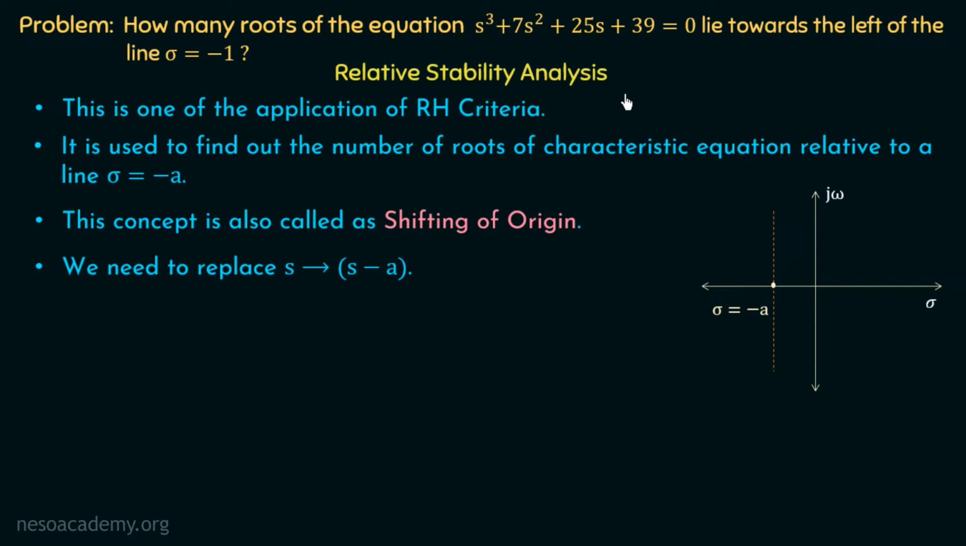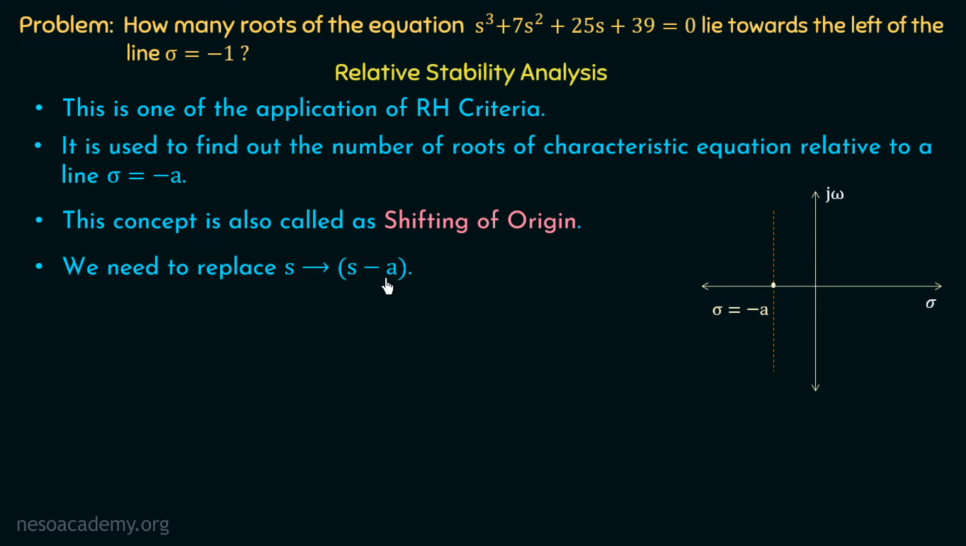So coming back to the problem, we are given a characteristic equation s cube plus 7s squared plus 25s plus 39 equal to 0, and we need to find out the number of roots of this characteristic equation in the left of the line sigma equal to -1. So we will be applying the shifting of origin concept, and from this concept we know that if we want to calculate number of roots of characteristic equation relative to sigma equal to -a, we need to replace s in the characteristic equation with s minus a.